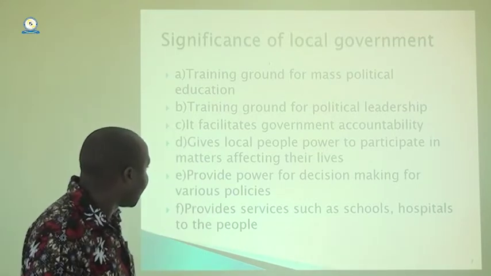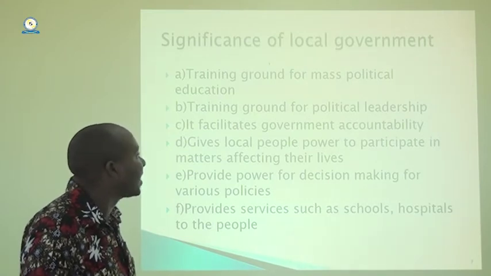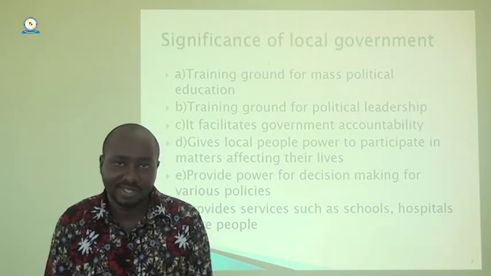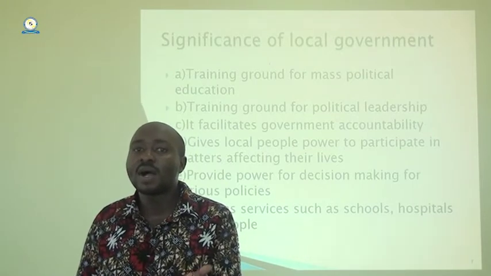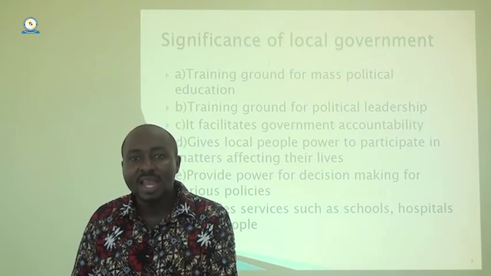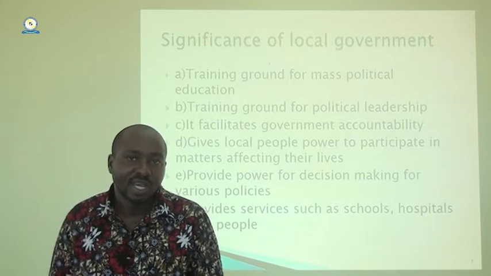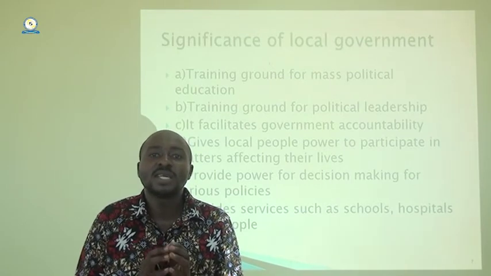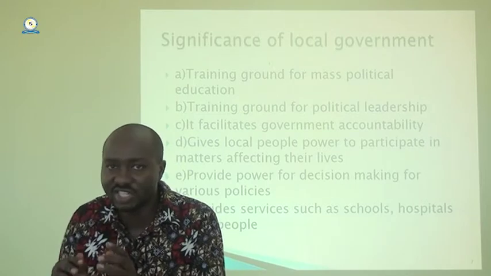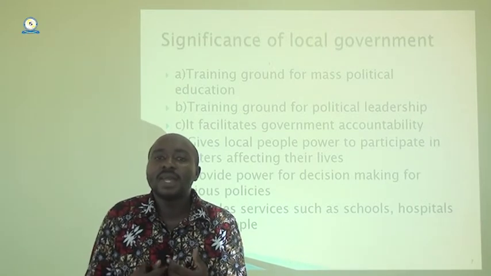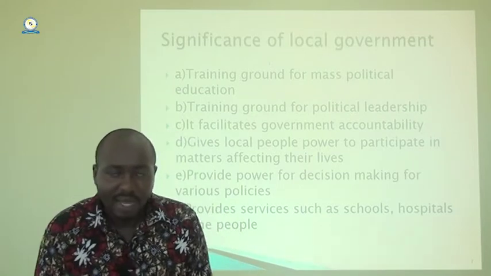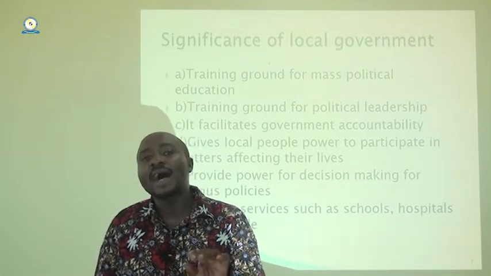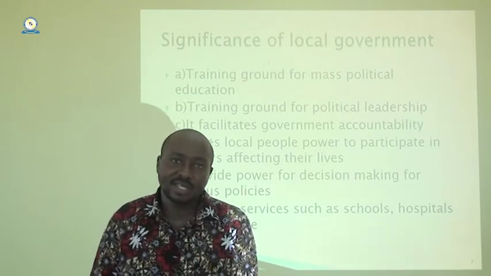Not only that, but also it facilitates government accountability. How is accountability made within the local government? Let's start from the lower part of the local government, which is within the rural authorities, which is the village. Within a village, the village assembly is made up of members living within that particular village. The village assembly can make a village chairperson accountable. The village chairperson and the village executive officers are accountable to the village council and the village assembly.